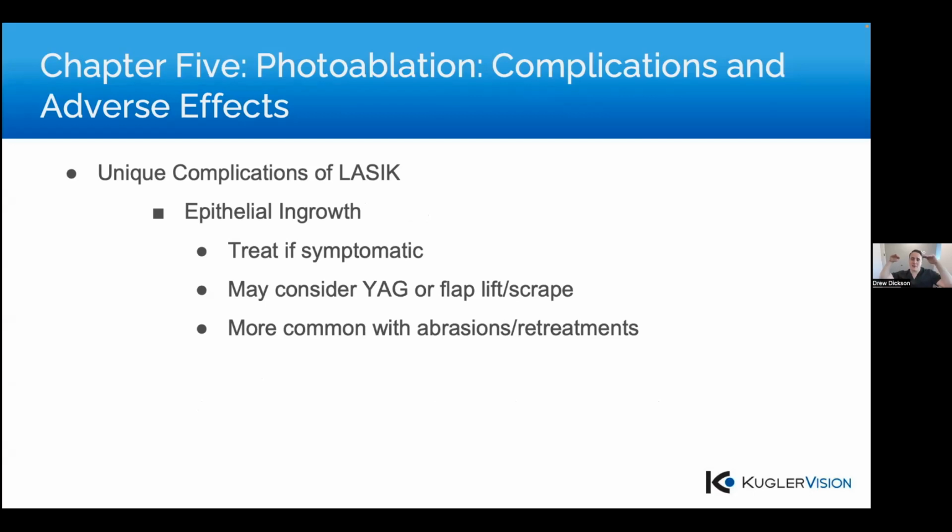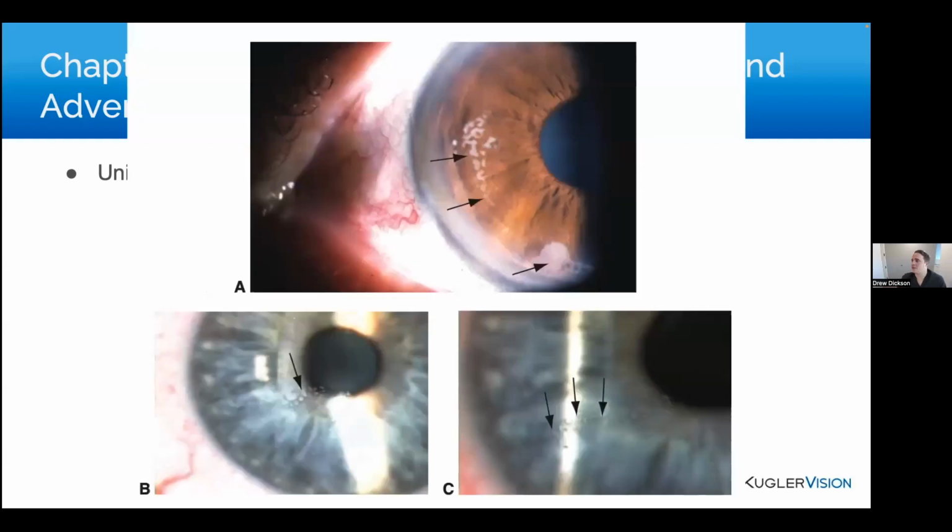One last complication we'll talk about with LASIK is epithelial ingrowth, where, as the flap edge is healing, epithelium can actually start to grow under the flap. Most of the time people are asymptomatic because it typically stays peripheral. If it becomes more central and more visually significant, you can either use a YAG laser to remove that epithelium very carefully, or you can lift the flap and scrape it out. It's more common if you have an abrasion or multiple retreatments with LASIK. This is what that looks like. It's pretty identifiable, but that's something that's not uncommon as well.